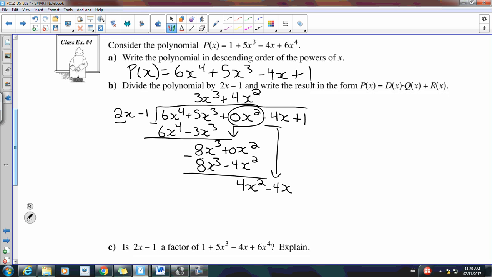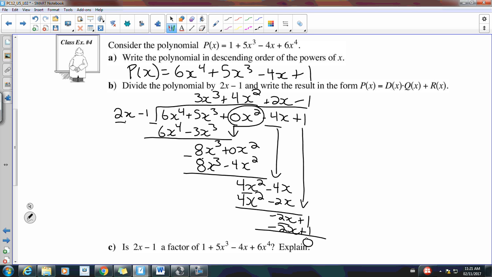So now, repeat the process again. What times 2x gives us 4x squared? Well, that would be 2x. So 2x times 2x is 4x squared. 2x times minus 1 is minus 2x. And we subtract. This leaves us with minus 2x. We bring down the 1. What times 2x gives us negative 2x? That'd be minus 1. Multiply minus 1 times 2x is negative 2x. Minus 1 times minus 1 is plus 1. Subtracting gives us 0.